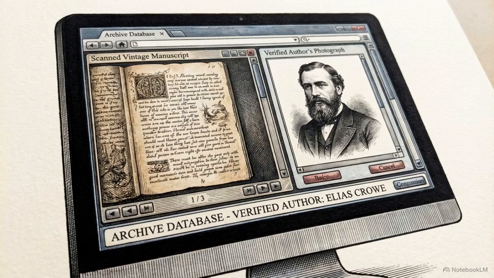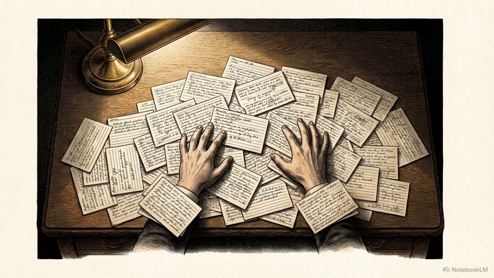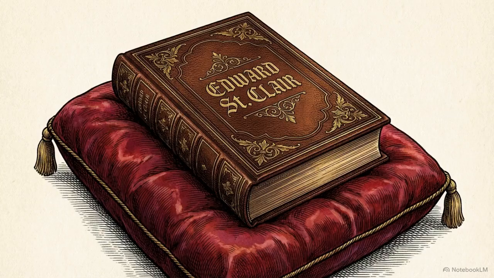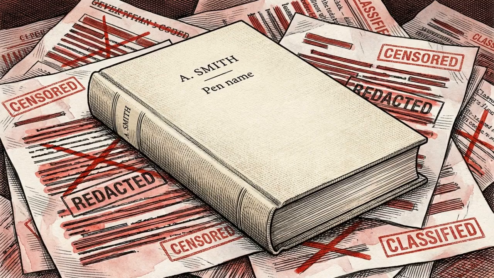We can now verify authorship in fractions of a second, a stark contrast to the decades of manual, grueling cross-referencing Cushing endured to build his index. Looking back at Cushing's meticulous records proves something crucial about literary history. Publishing under your own real name was a rare privilege. For everyone else, the pseudonym was the most powerful, defiant tool they had.